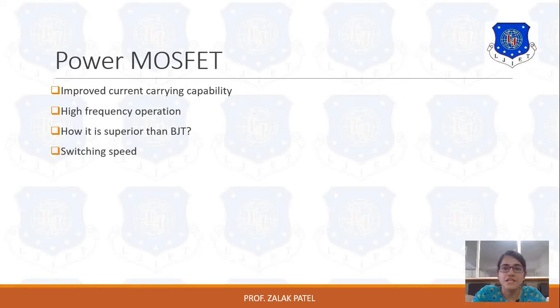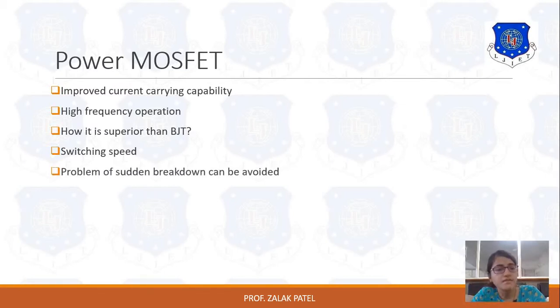Next is its switching speed. In the previous lectures we discussed TRIAC, SCR, and DIAC. In all these cases the switching speed is in the microsecond range, while in the case of the power MOSFET the switching speed is very fast, in nanoseconds, so it can easily turn on and turn off, and the transition is very easy. The next point is that the problem of sudden breakdown can be avoided with the power MOSFET. It is one type of enhancement type MOSFET.